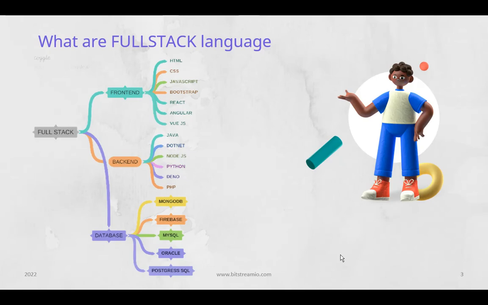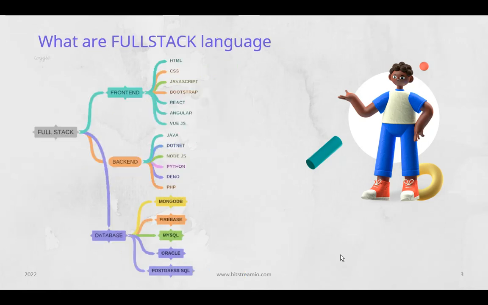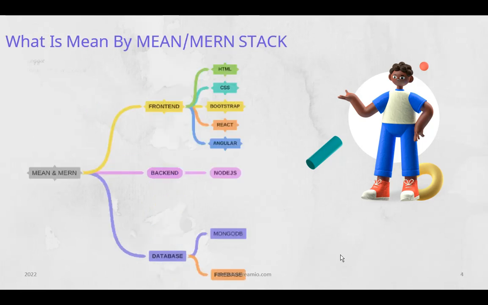Then what are all the full stack languages? For front end, back end, and database, there are different languages. As we have different communication languages, in the market we have many programming languages. So which one needs to be chosen? This is my suggestion: if you are interested, you can choose any language. Every language has pros and cons. So this is the stack, MEAN or MERN, that I suggest to you.